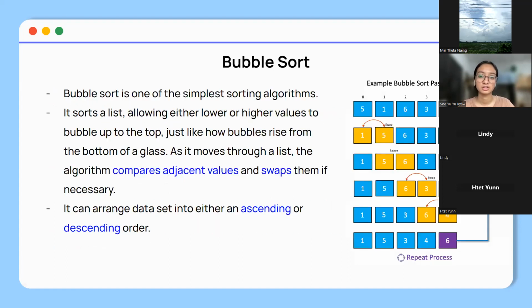Next, we're going to talk about bubble sort. It is the simplest sorting algorithm, and it works by comparing one element in the list to the next element in the line of an unordered list. It will swap places if necessary and move on through the list until the end, in either ascending or descending order. And this is an example of a bubble sort in ascending order.